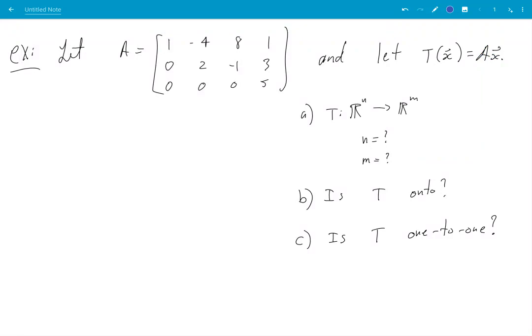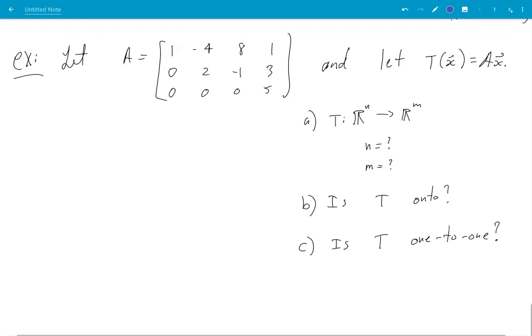Okay, part A, I just want to remind you how these things work. For the n, what I would do is just imagine a vector sitting here. How many entries must it have? Well, it's got to have 4, because there are 4 columns. So n is equal to 4. And m is the number of rows.